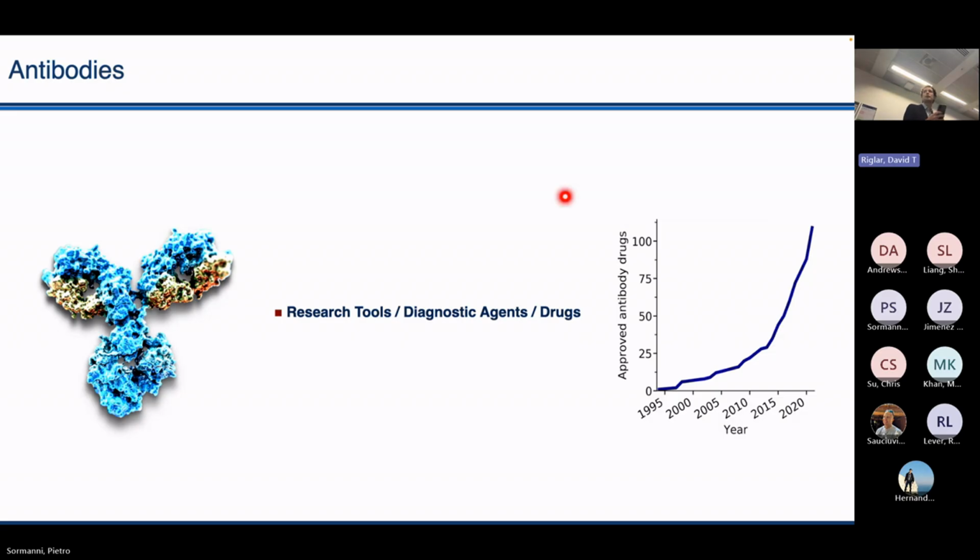And the other exciting thing is that up to this date, it was mostly monoclonal antibodies like this one, and now there are a lot of exciting new modalities for biologics, like multispecific, bispecific, T-cell engager. There is a zoo of this type of molecule.